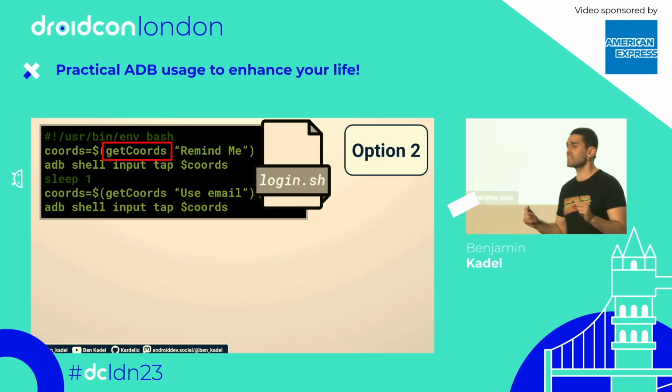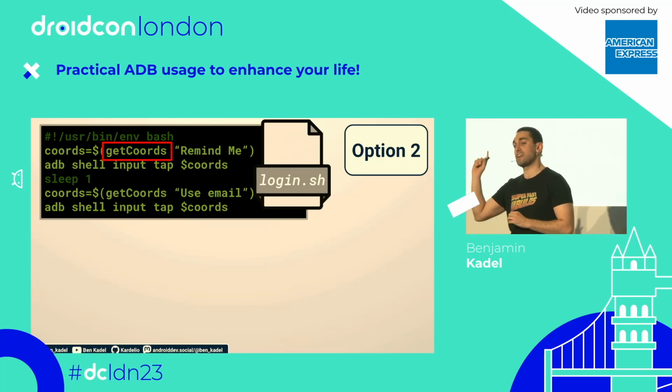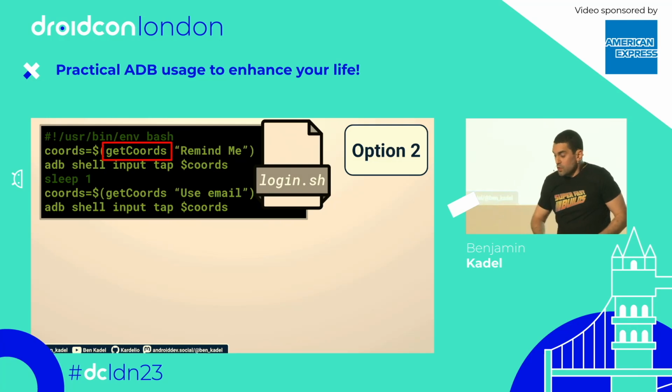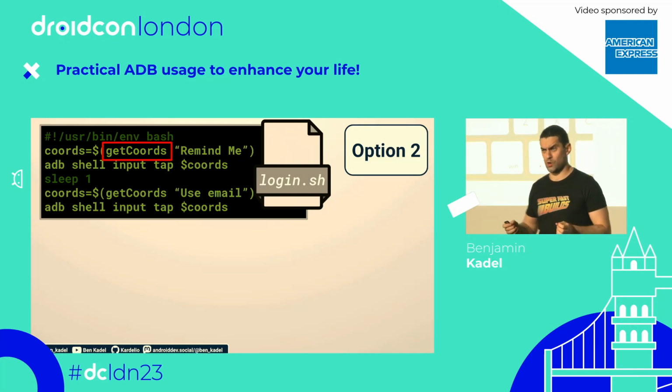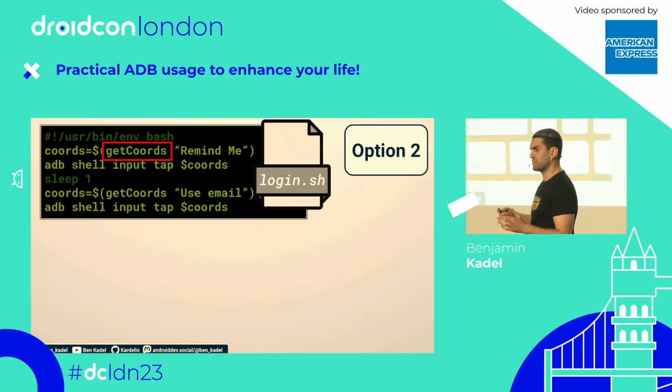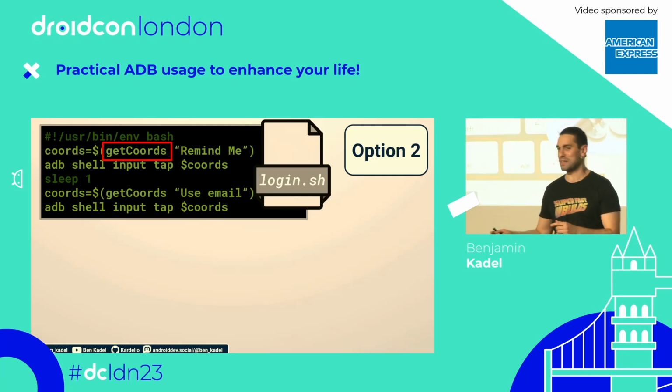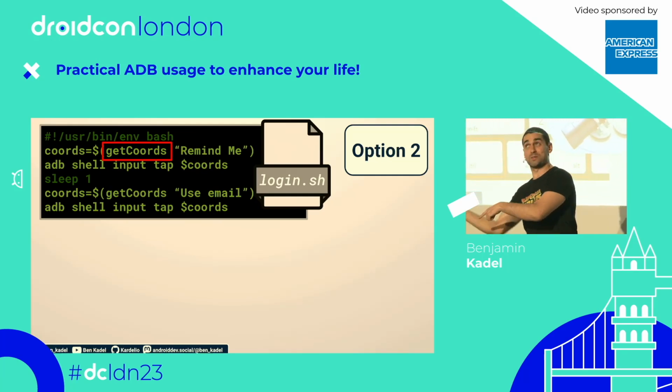There's one problem still. I had to open the terminal and type login.sh and enter, which is fine, but I'm lazy, remember? So maybe instead, let's set up a keyboard shortcut to trigger my script, so I don't even need to do anything. And we can do that using a tool called Automator, not to be confused with UI Automator 2 or UI Automator.